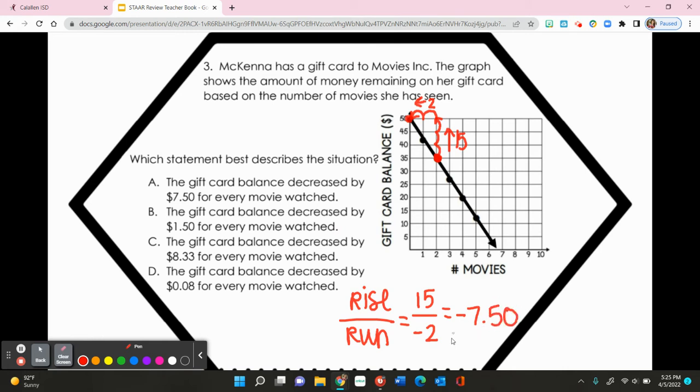So looking at our answer choices and keeping in mind what our slope is, let's go ahead and see which statement best represents our slope. For A, it says the gift card balance decreased by $7.50 for every movie watched. This statement is true, and A is our answer. If this had said increased, however, I want you to think, would it still be true? Now, if it said increased, that means your slope would be positive. And since our slope is negative, it has to say decreased. So again, A is our answer for number 3.